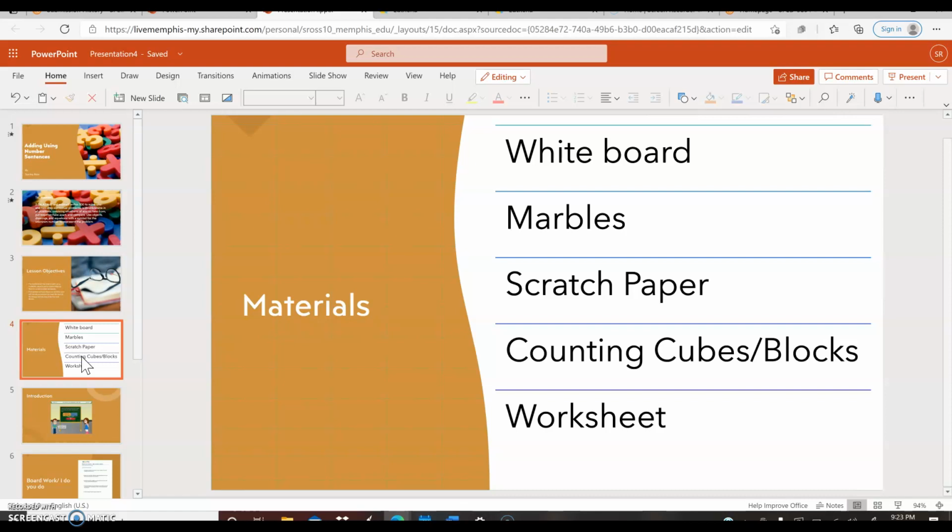Materials. We're utilizing the whiteboard, marbles, scratch paper, counting cubes, blocks, and a worksheet. Also, we'll be doing do nows, and there will be a video presentation as well. At the end of the lesson, there will be a test, and before the test, there'll be an exit ticket, and then the next day will consist of a test.